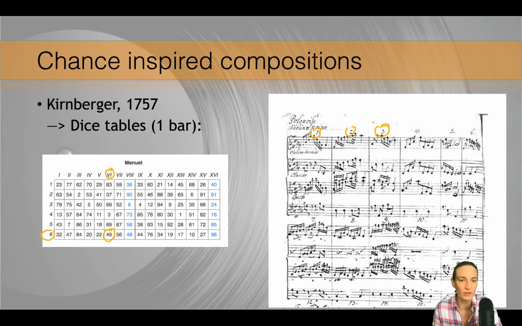This is what they call dice tables. It's been adapted by many other composers, including Mozart, and they're actually pretty nice. Let's listen to a little example.